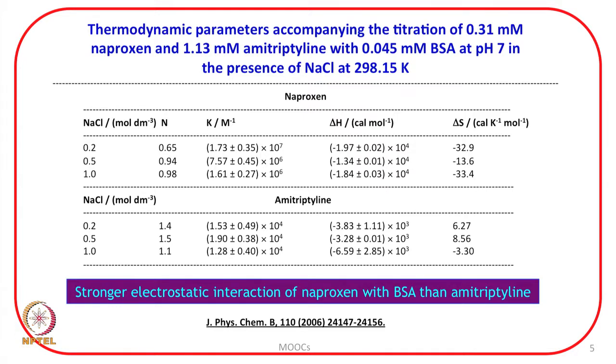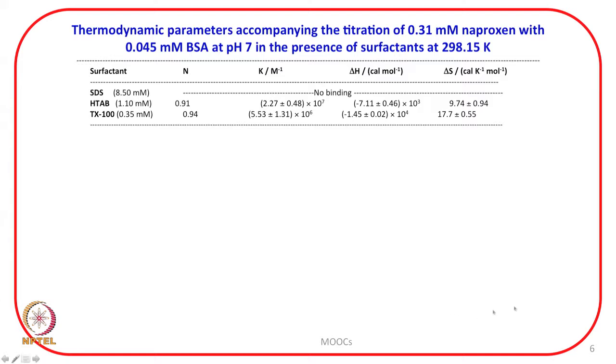With sodium chloride, in this particular case, it got established that there are stronger electrostatic interactions of naproxen with BSA than amitriptyline. Then, in this report, surfactants were chosen as additives. Surfactant molecules will have a long hydrophobic tail and a polar head group or ionic head group. The hydrophobic content of surfactant is large.